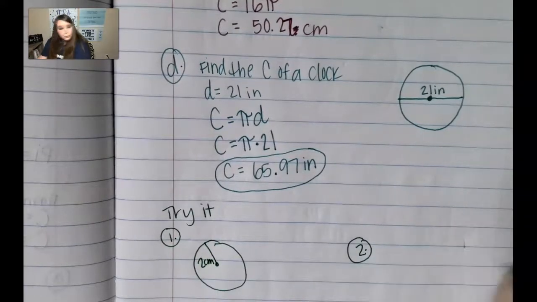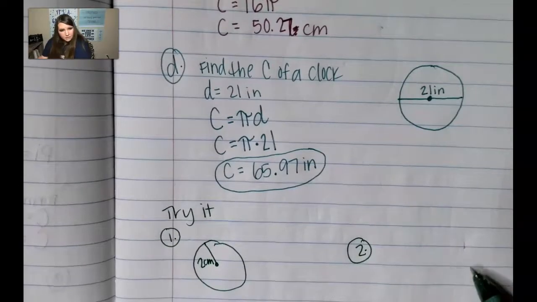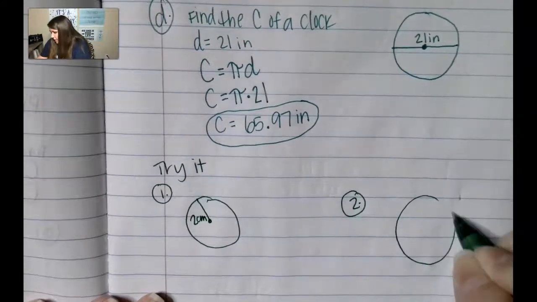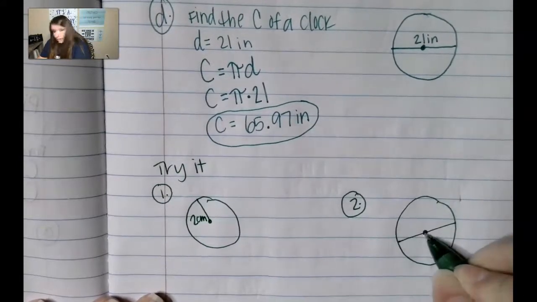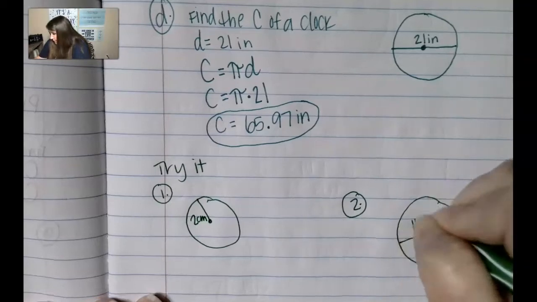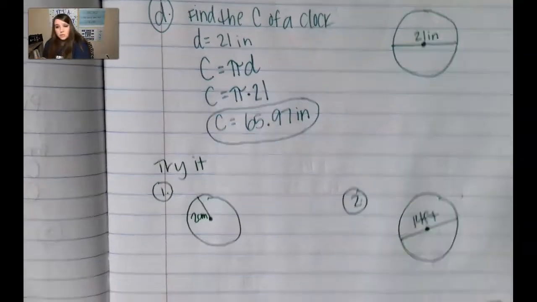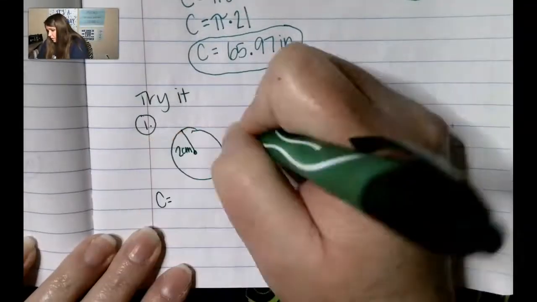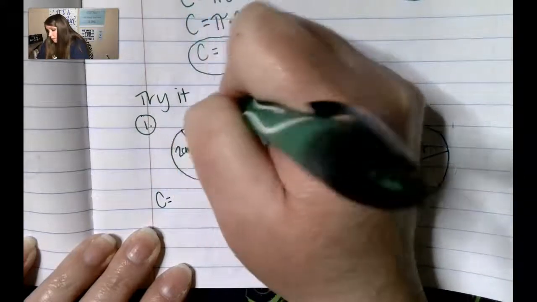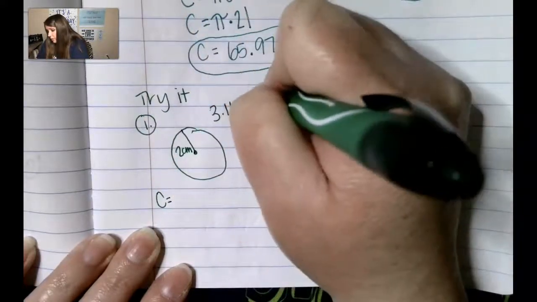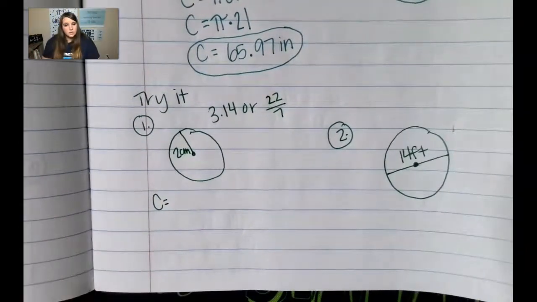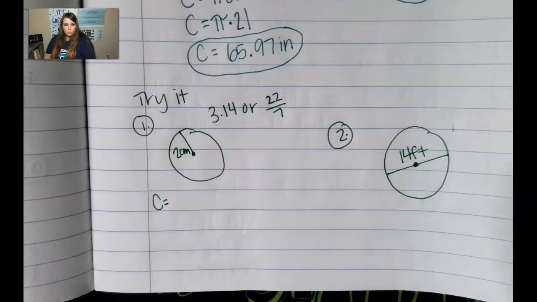Okay, and number 2, we have an inflatable pool, and in our inflatable pool, the diameter is 14 feet. So it's 14 feet across. Your job is to tell me the circumference using 3.14 or 22/7. Okay? So go ahead and hit pause right now so you don't hear me solving. And then when you're ready, come on back to check your work.